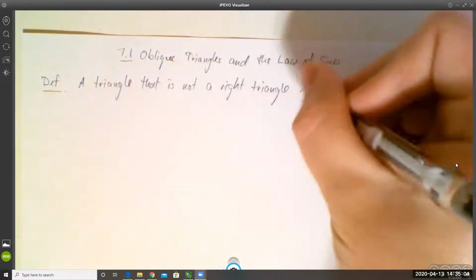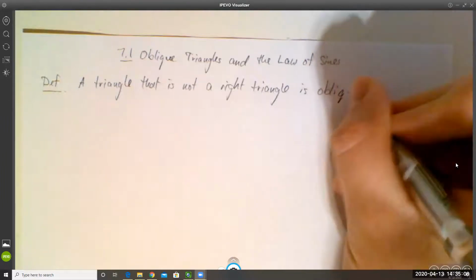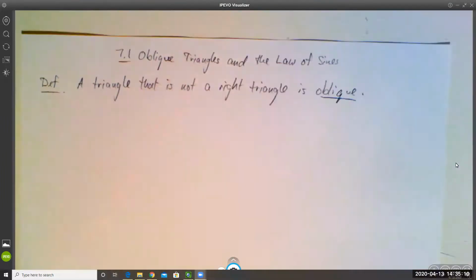is oblique. You might hear my kids in the background making noise. They might sound a little crazy, but they're happy.